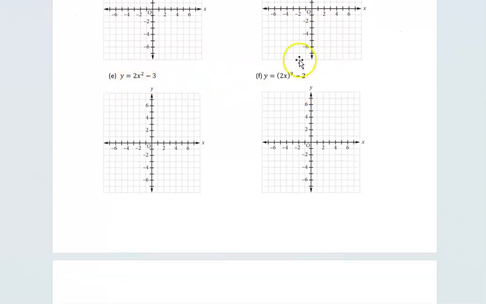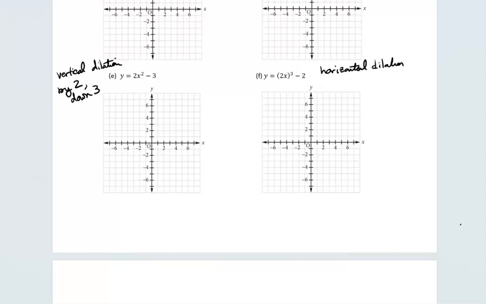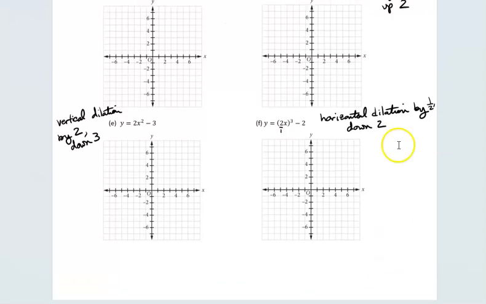This 2 right here for part E, that's also on the outside. So we have a vertical dilation by 2, and then it's moving down 3. So this will be a good opportunity for you to see what a vertical dilation is. In F, you see how there's an inside because there are parentheses. That's your inside. So that's your horizontal dilation, and we describe it by its reciprocal. So we're going to take 2 over 1 and we're going to flip it, so it's actually by 1/2, and then down 2. So let's see what these graphs would look like.